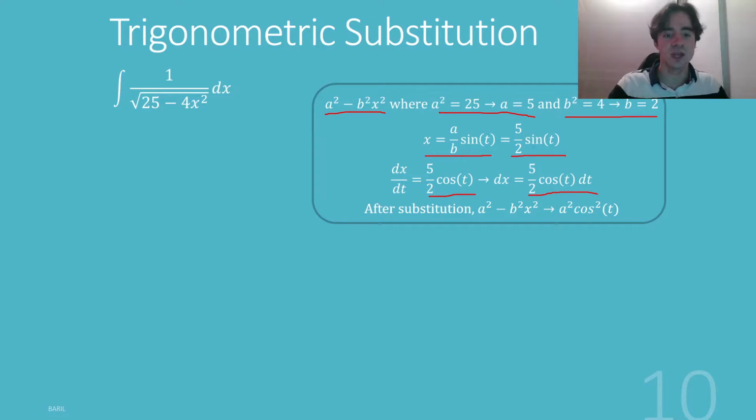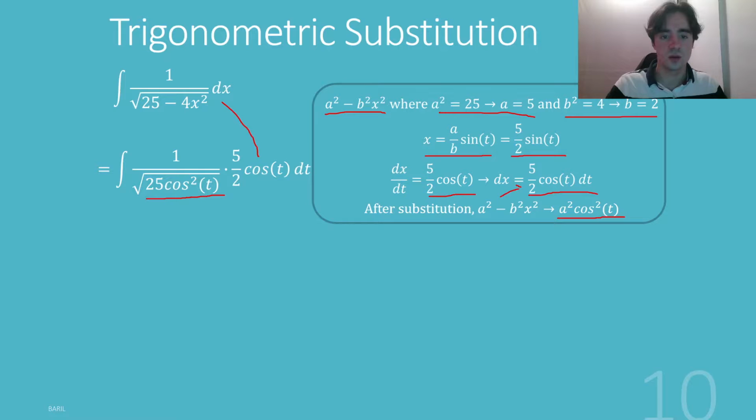So after the substitution, as we know, it will give a squared cos squared of t, which means here that it will give 25 times cos squared of t, and dx we can substitute for as we did over here. And once we simplify all of that out, square root of 25 is just 5, so this cancels out. 1 over 2 we can bring outside over here. And then the square root of cos squared of t is just cos of t, so that's going to cancel out here. So we have 1/2 integral of dt, which means that we have 1/2 times t plus c.